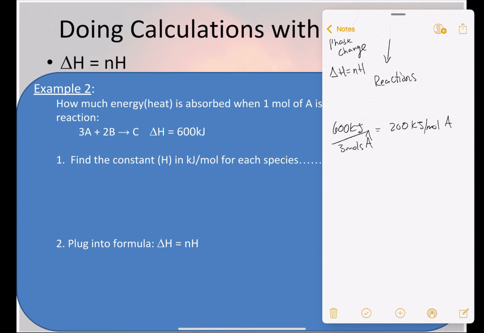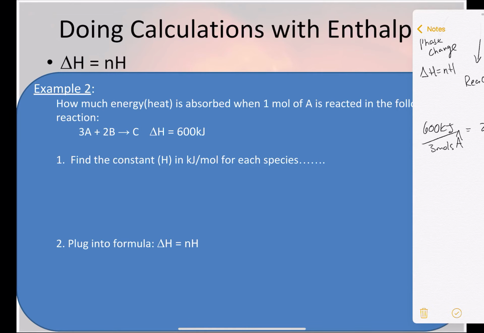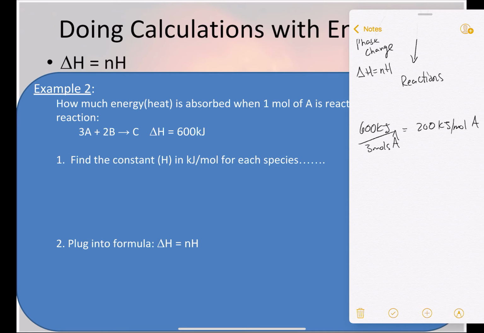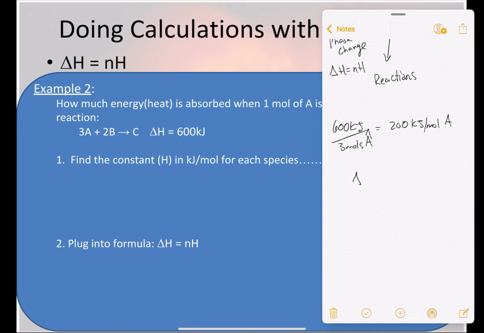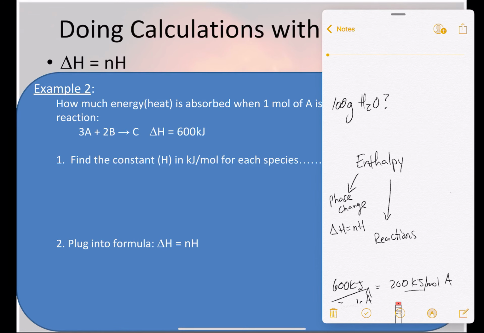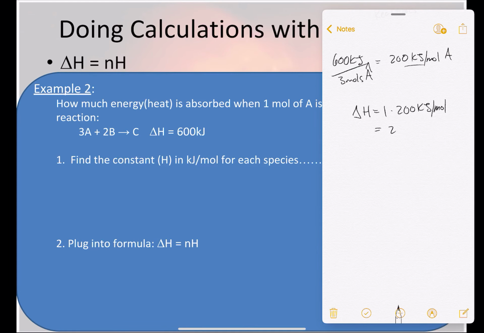We know there's 3 moles of A, and so therefore we know that there's 200 kilojoules per mole for A as a species. So if we were to plug it into the formula and figure out how much energy is absorbed when 1 mole of A is reacted, we could say that delta H is equal to 1 mole times the 200 kilojoules per mole that we previously calculated. And so a simple example for sure.